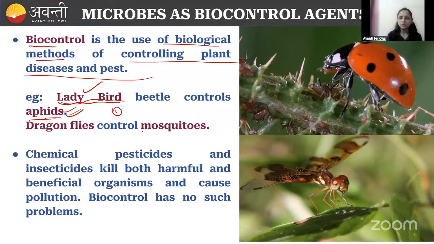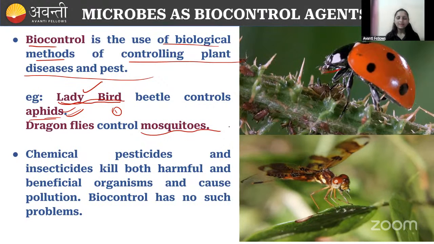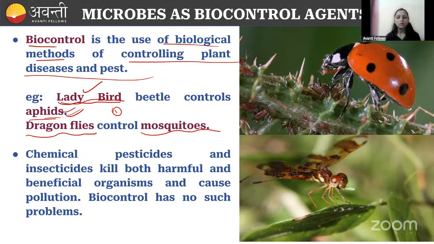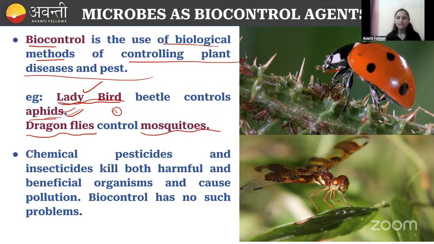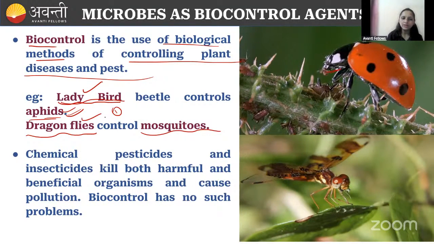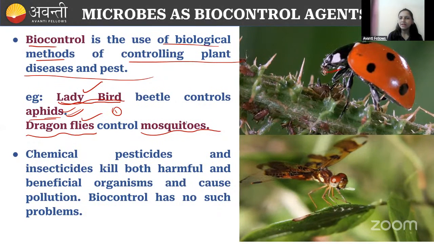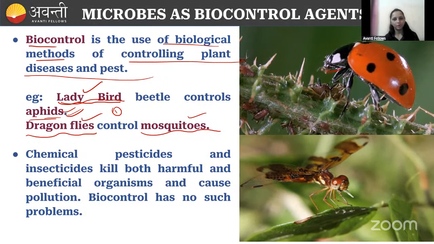Okay. And there are so many mosquitoes. For that, what are we using? Dragonfly. We are introducing a dragonfly. It will take mosquitoes and mosquito larvae. For example, in water bodies, mosquito larvae will be released. For that, we will introduce a dragonfly. The dragonfly will eat the mosquito larvae and the mosquitoes. Do you understand this?